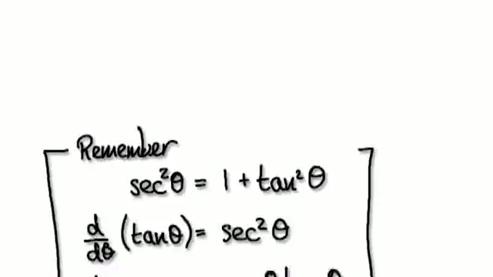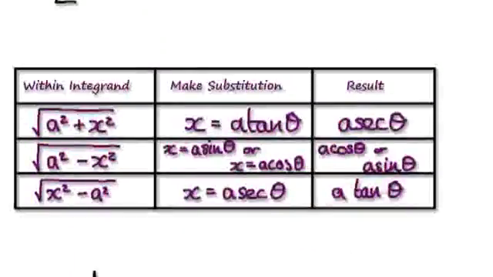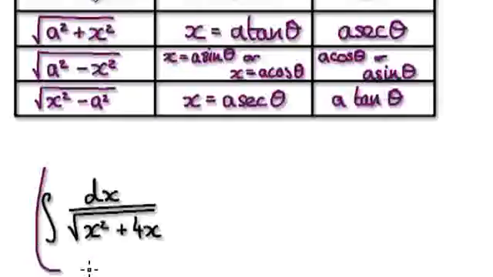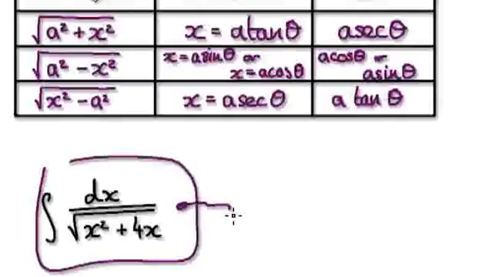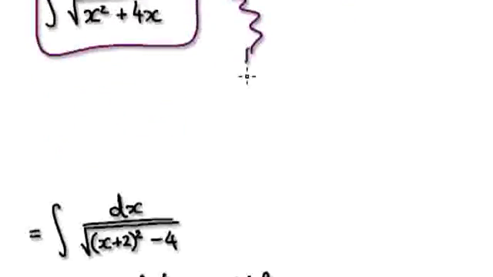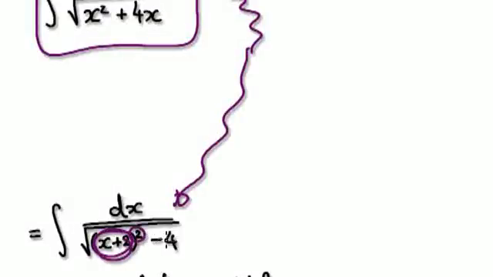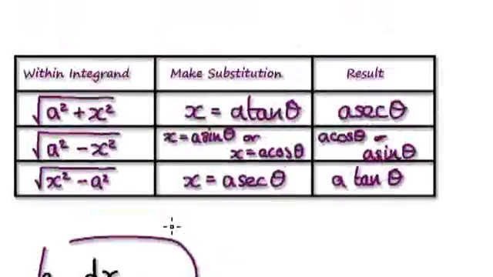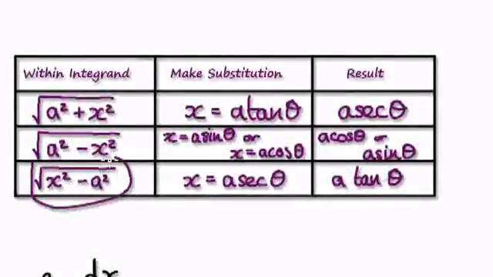Following on from the earlier video, we were trying to integrate this. Then we use completing the square to take us to here. And now note that this thing here is of the form something squared take away a constant. So looking back at this, we can see that it's something squared take away a constant, so our integrand contains this.